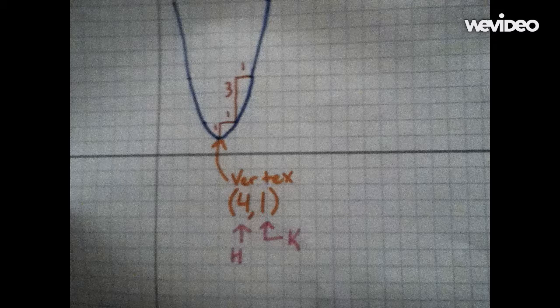There is no a value present, so we can assume that it is 1. Now follow the pattern of over 1 up 1, over 1 up 3, and so on. This graph is 4 units to the right and 1 unit up from the parent function.